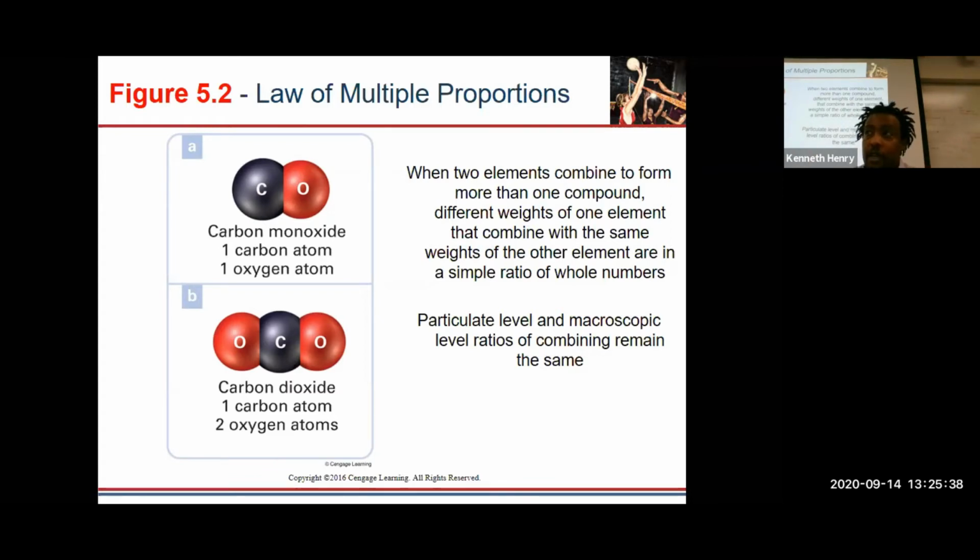Like for instance, carbon monoxide. For carbon monoxide, we have one carbon, one oxygen, right? If we looked at the mass, carbon weighs 12, oxygen weighs 16, roughly, right? So regardless of how much carbon monoxide, I'm always going to end up with the same ratio of one carbon atom to one oxygen atom, okay? Where carbon dioxide has a ratio of what?